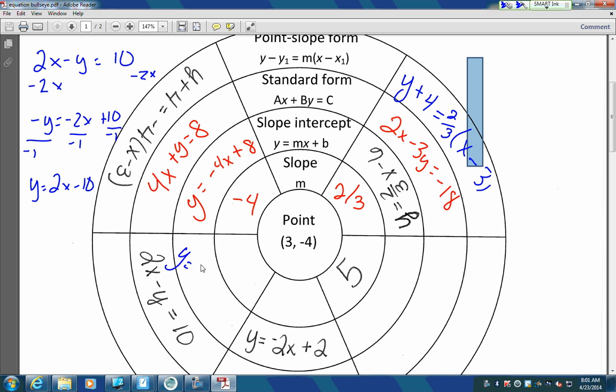Y equals 2x minus 10. Out of here, I get my slope. My slope is 2. Now I can write my equation in point-slope form. Y, since it's minus 4, it's plus 4, equals the slope, which is 2, times x minus 3.